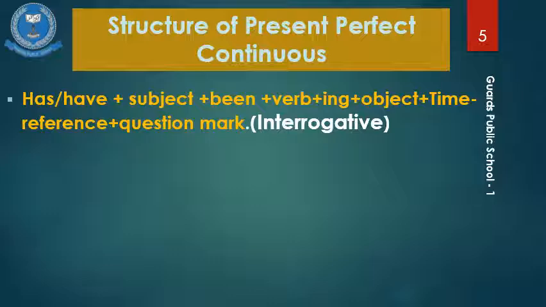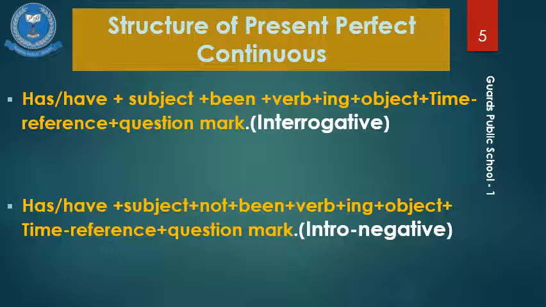The last one is the interro-negative. In interro-negative sentences, start your sentence with has or have, and after this, write the subject with not. After not, write been, then add the ing form of the verb, then write the object. The time reference is also very important here, and last but not the least, the question mark.